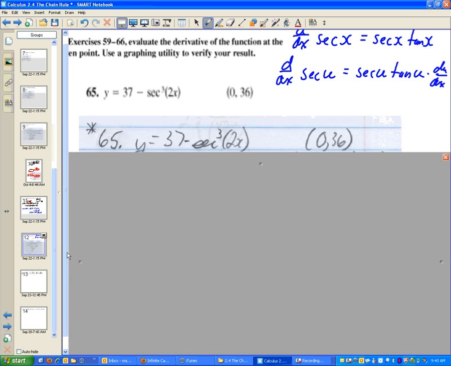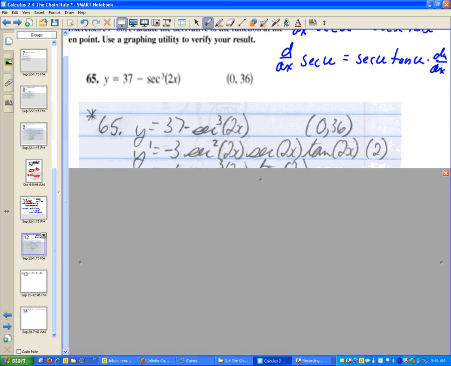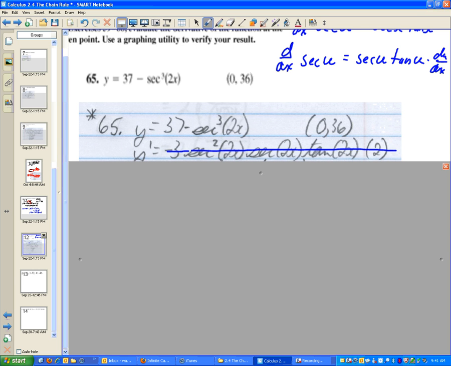All right, so number 65. We want to take the derivative of y equals 37 minus secant cubed of 2x. Secant cubed of 2x means the secant of 2x in a parentheses with an exponent of 3 on it, right? What's the derivative of 37? 0. So we start off good. Now, minus secant cubed of 2x, so negative, okay?